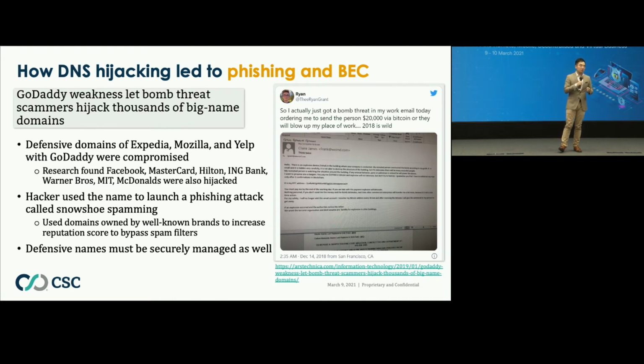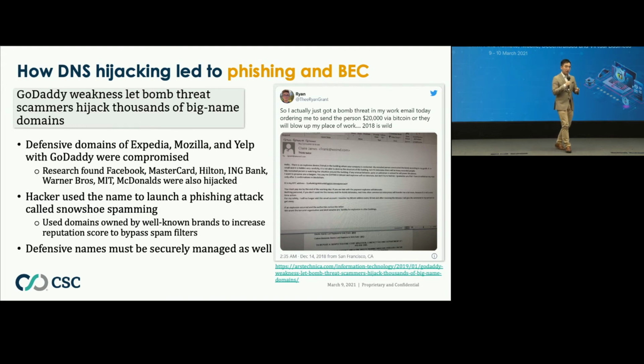Why are they doing so? Because a lot of the time, your firewalls and spam traps will also look into the registration data of the domain names. If they find a domain name that was just registered one day ago, for example, and then used to massively send out thousands and thousands of emails, that sounds really fishy, and they will block it. So one way to bypass this is for the spammer to hijack legitimate domain names and use those to get a higher score to bypass the spam filters. And that's how they can do that.